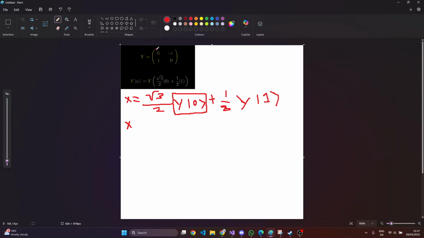So what we're going to do is take this and replace it in for this. So we're going to have the same number. We're going to replace this with 0 i, because that's the first column of the gate we are applying to this state, plus a half. Then we get rid of this one like we did here, and we use the second column because it is the one state. So minus i 0.